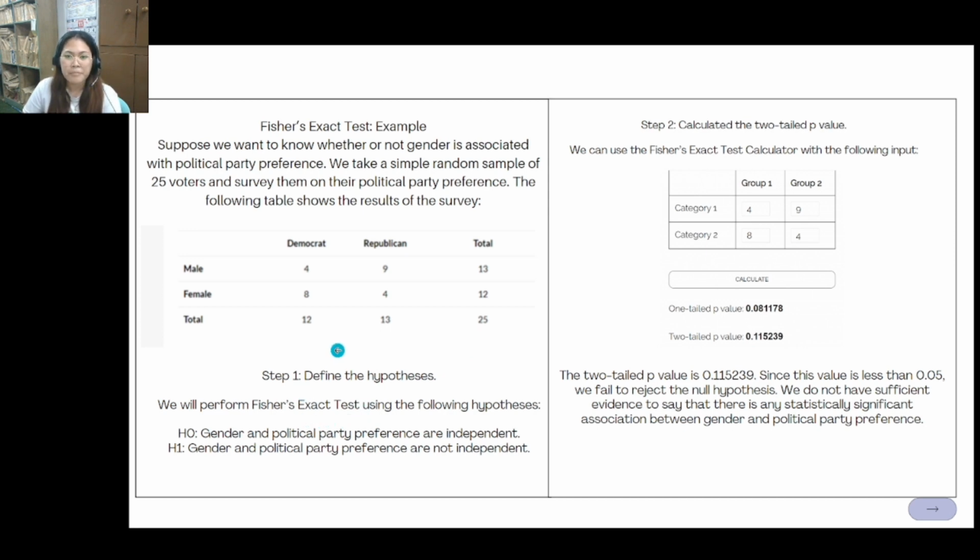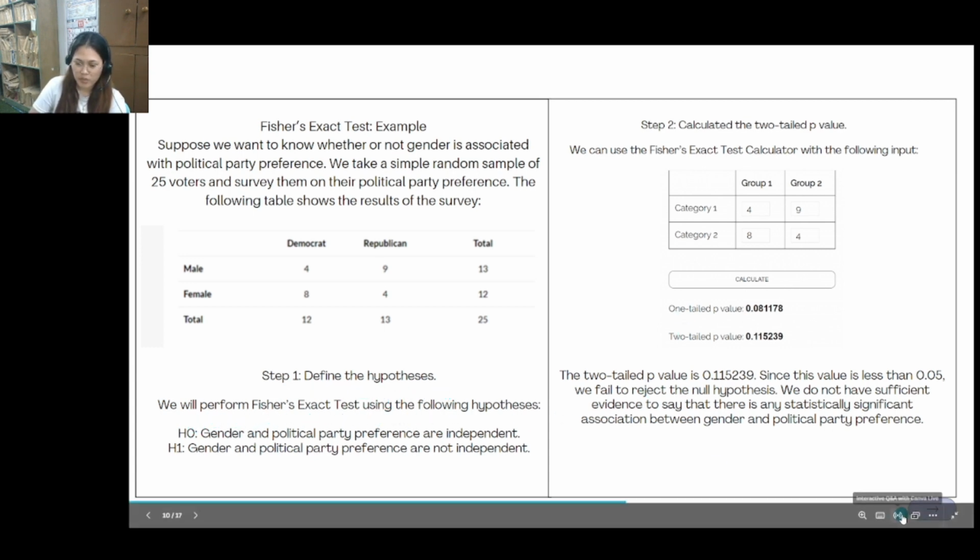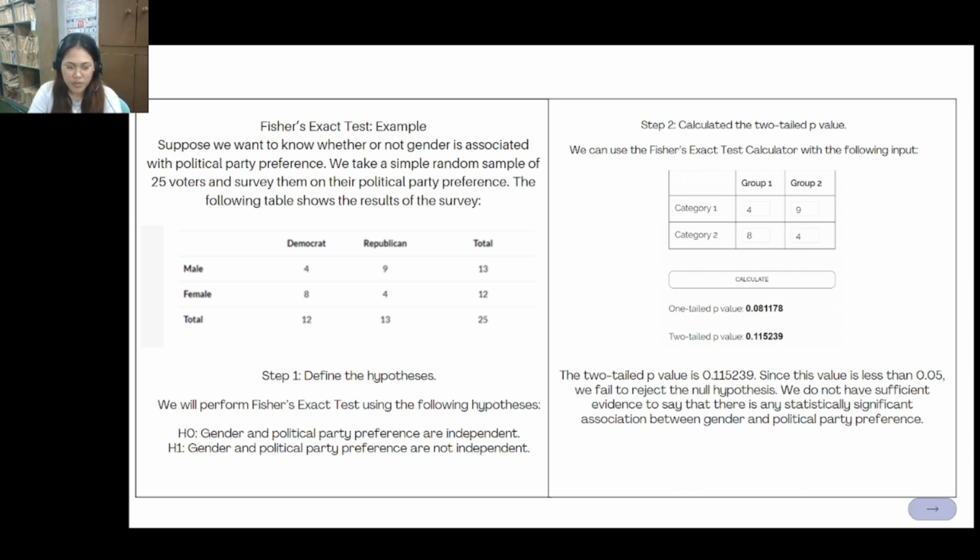Okay, here are the steps on how we calculate the Fisher's exact test. Step 1, we need to define the hypothesis. We will perform Fisher's exact test using the following hypothesis. H sub 0 is our gender and political party preference are independent.